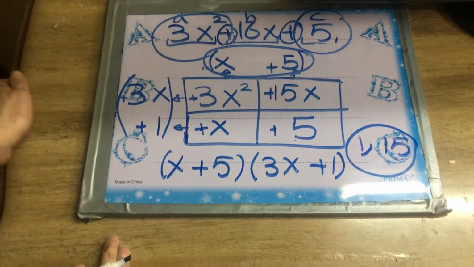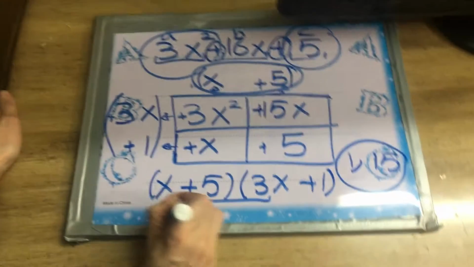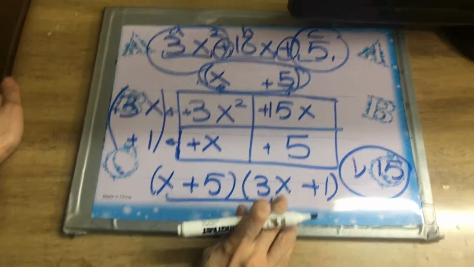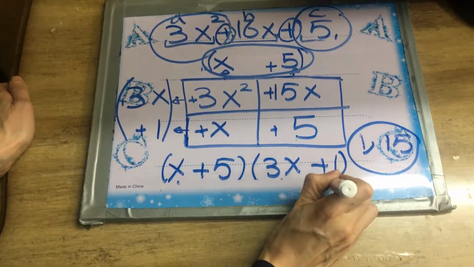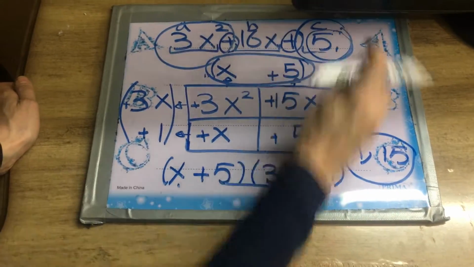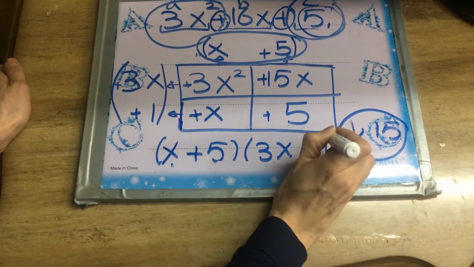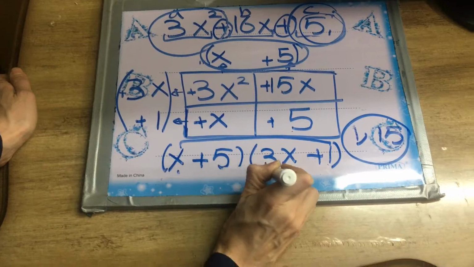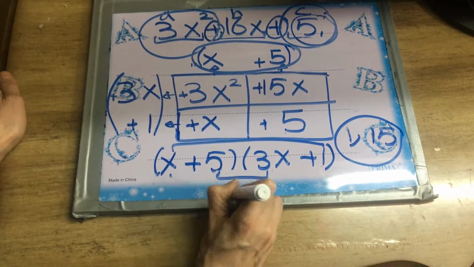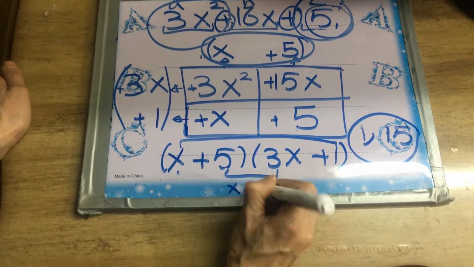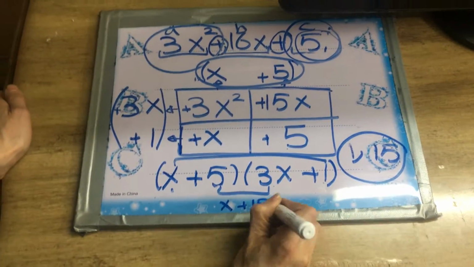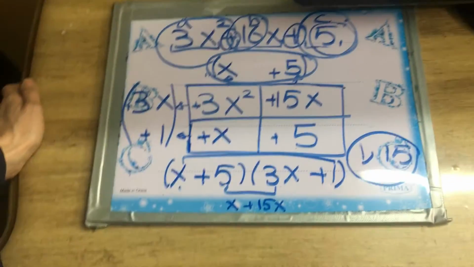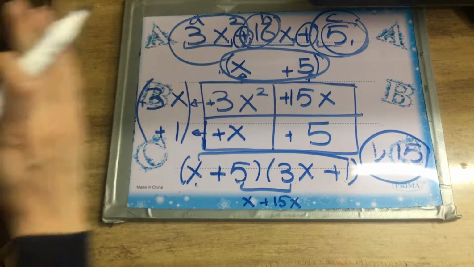Now let's try to check. 3x times x is 3x squared. 1 times 5 is 5. Now the one in the middle is the two far and the two near. X times 1 is x. Plus 5 times 3 is 15x, which is 16x. So our work is correct.